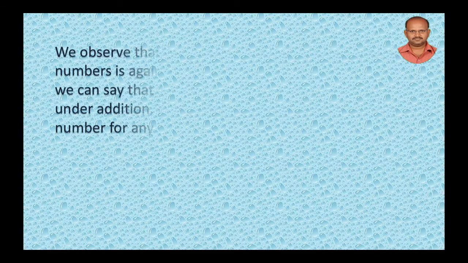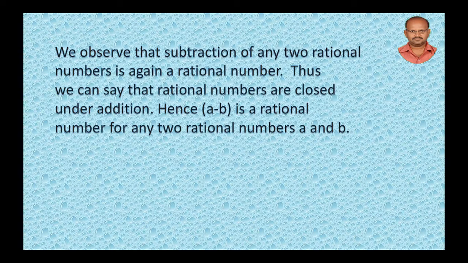We observe that subtraction of any two rational numbers is again a rational number. Thus, we can say that rational numbers are closed under subtraction. Hence, a minus b is a rational number for any two rational numbers a and b. That is, for all a, b belongs to rational numbers, a minus b belongs to rational numbers.